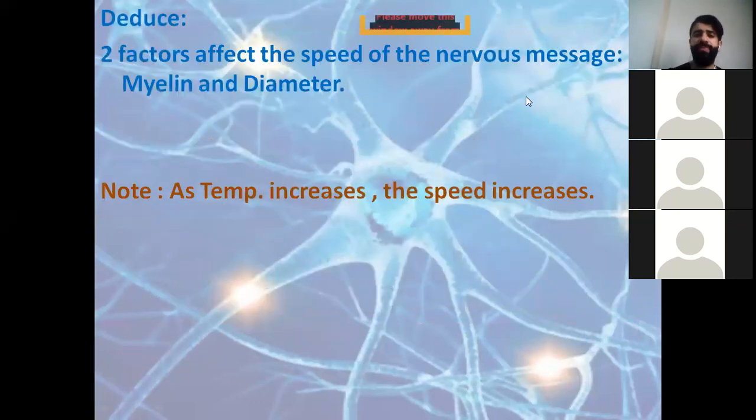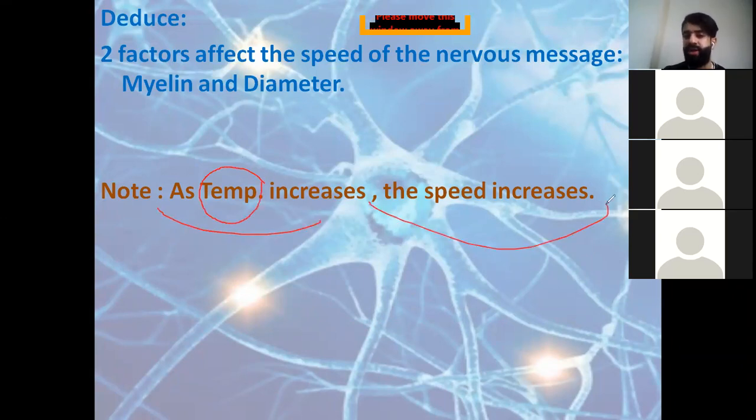Also to deduce here, two factors that affect the speed, they are the myelin and the diameter. As a note, please keep it in your mind. Also, we have temperature. Already we talked about this. As the temperature increases, the speed of propagation of the nervous message increases. So if you want, you can add the 3 factors. But in this document D, they are talking about only 2 factors, the diameter and the myelin. But here we have also temperature.